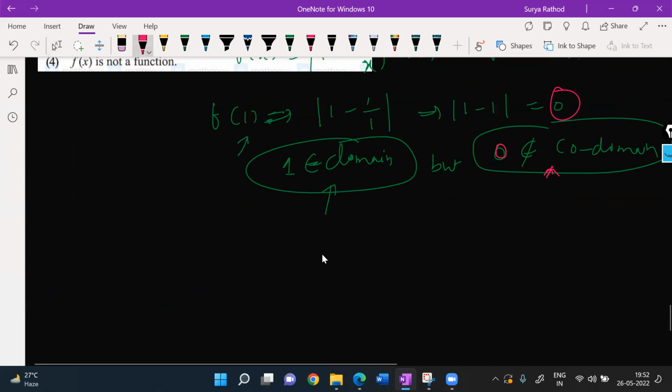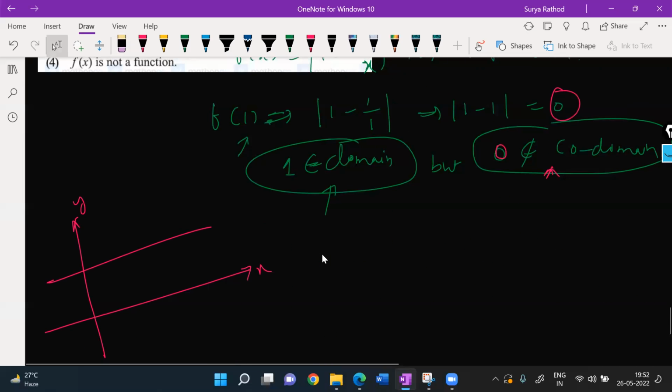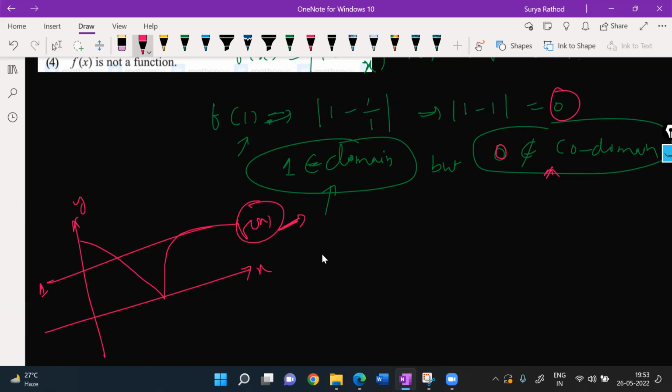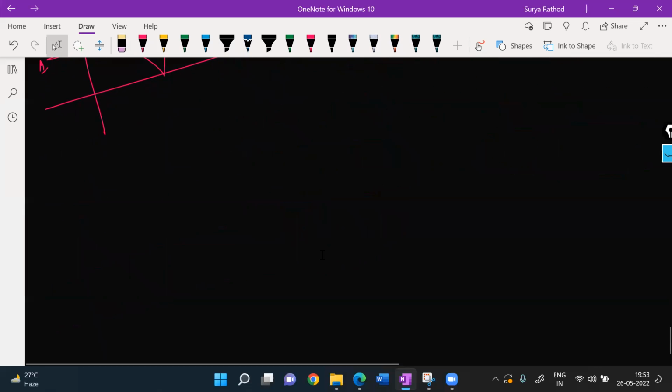Or else by graphical method also you can understand. By graphical method, this is the x-axis, this is the y-axis. Now x is equal to what? 1, right? So let me take 1. If I substitute the values, the graph would be like this. After substitution of the values, the graph will be something like this. Okay. So what does this curve represent here? The f of x. F of x is nothing but the function which is given as 1 minus 1 by x, modulus function. Correct?